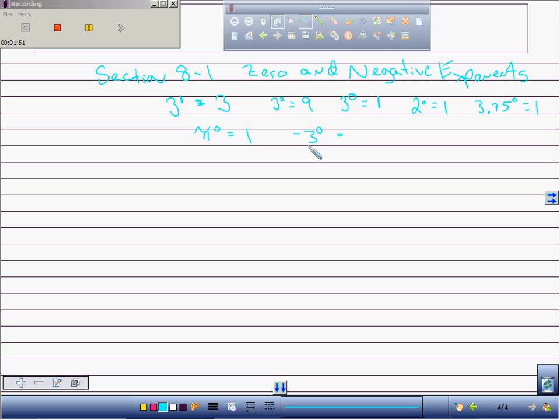Negative 1. Yeah, you got to be careful, okay, because this says take 3, raise it to the 0 power, and then make it negative. So this is equal to negative 1, but negative 3 raised to the 0 power is equal to positive 1. This says take negative 3, and since anything raised to the 0 power is 1, that's equal to 1. So that's a little bit confusing.